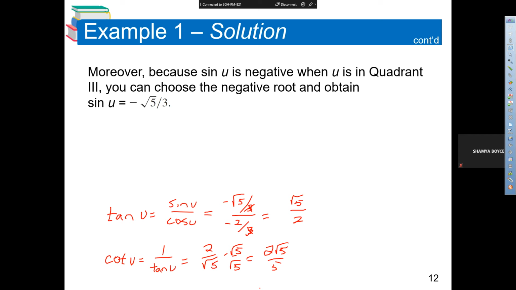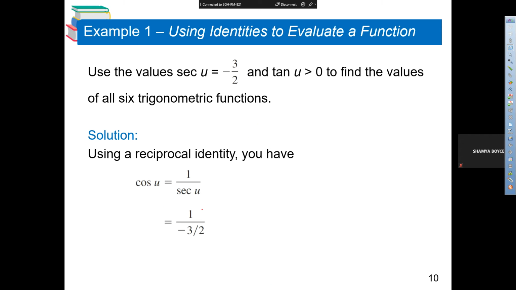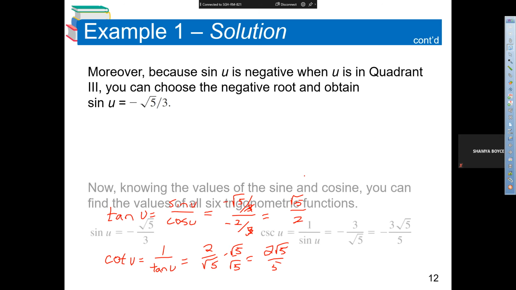So now, based on just the one value given us of secant u is equal to negative 3/2, and telling us that the tangent is positive, which tells us it's in quadrant 3, we've been able to figure out all 6.